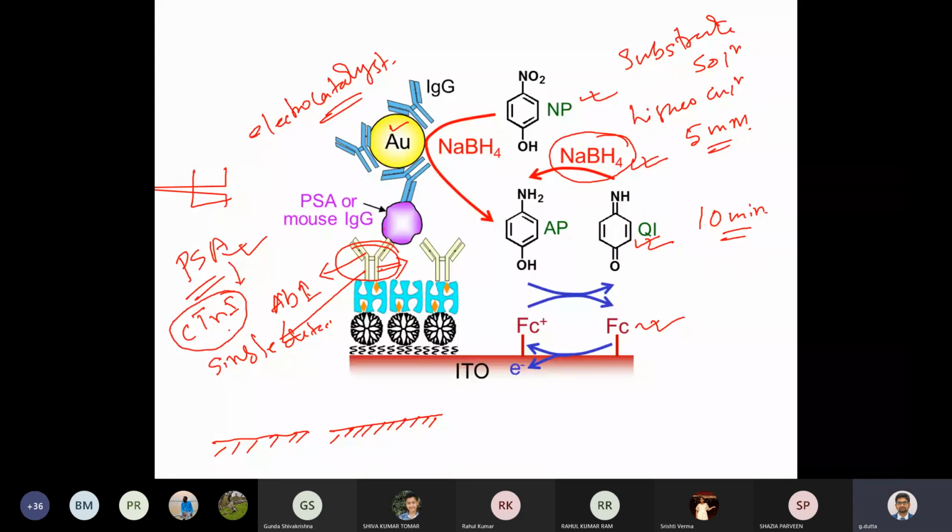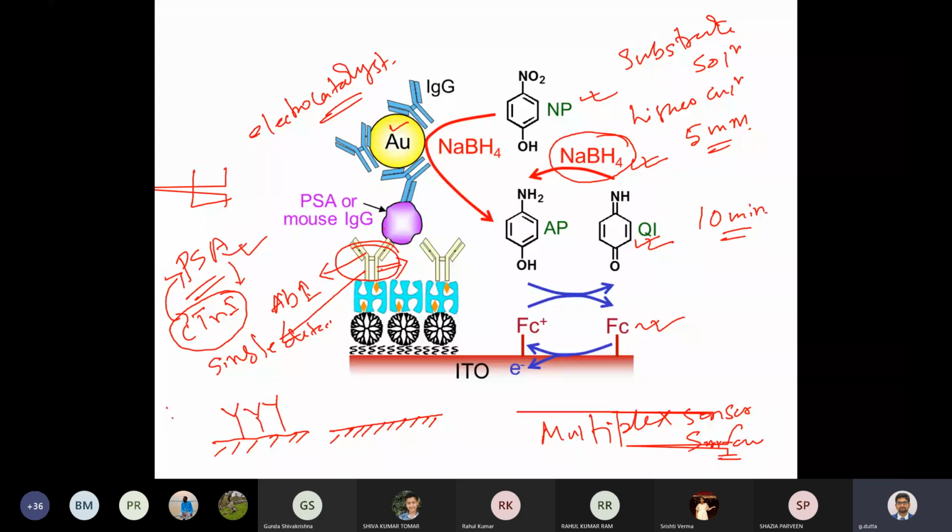So if you want to detect these two things together, right? Yes. So what you will do? Then you have to form a multiplex sensor surface. On one surface, you have to immobilize the primary antibody that is specific for PSA, and on another sensor surface, you have to immobilize a primary antibody that is specific for cardiac troponin I. And these both will be in the same solution.